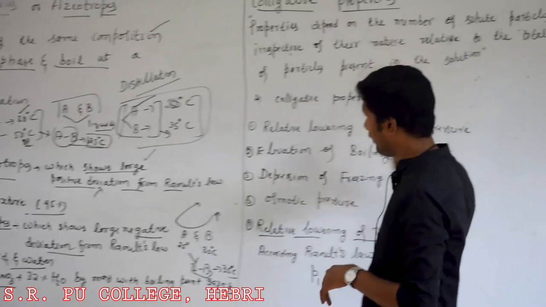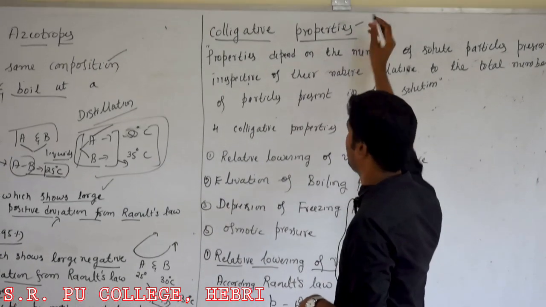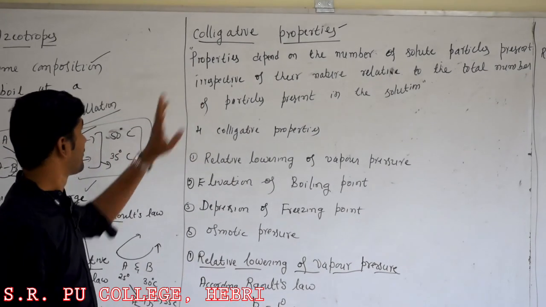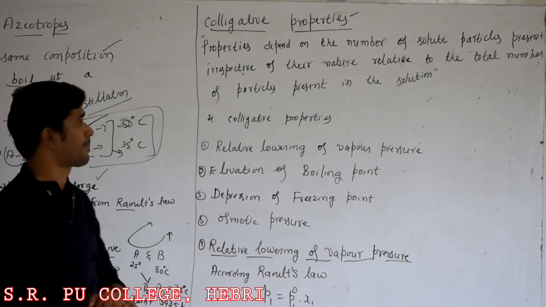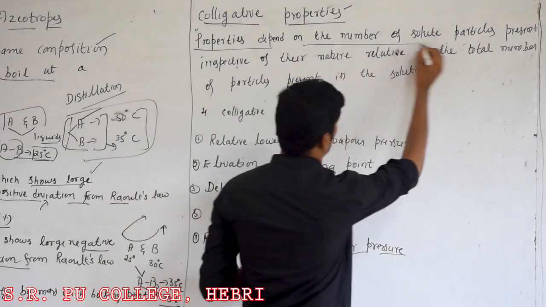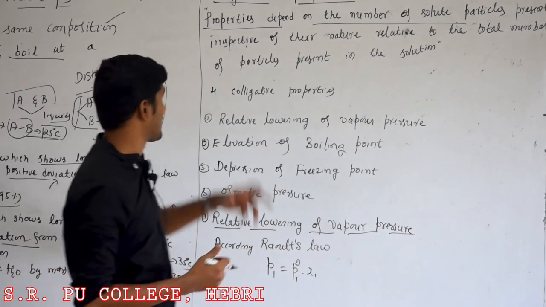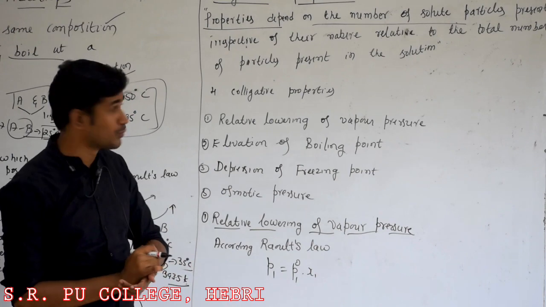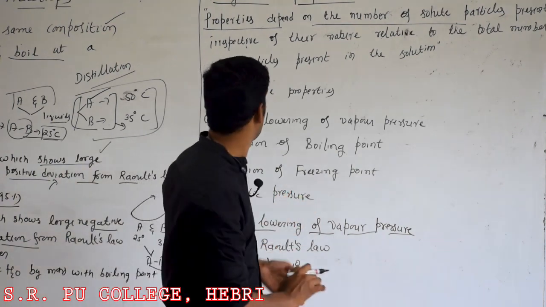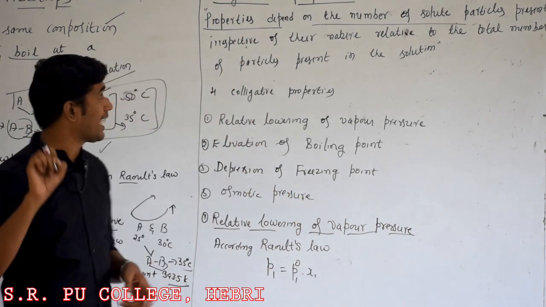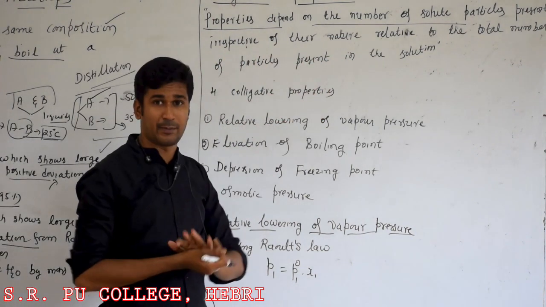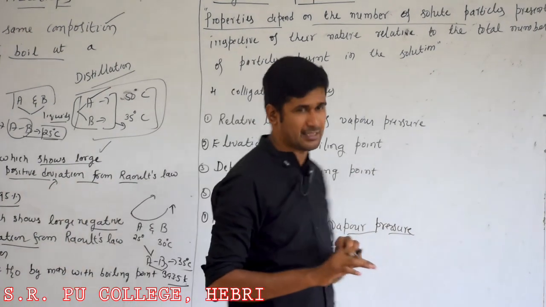Next, we are going to study a new concept, that is colligative properties. This is also very, very important for your theory exam. First, let us see what colligative properties are. Colligative properties are the properties that depend on the number of solute particles present, irrespective of their nature, relative to the total number of particles present in the solution. In simple words, these are the properties which depend only upon the number of particles or quantity of solute present in the solution.